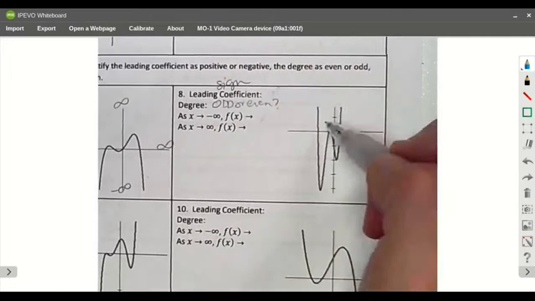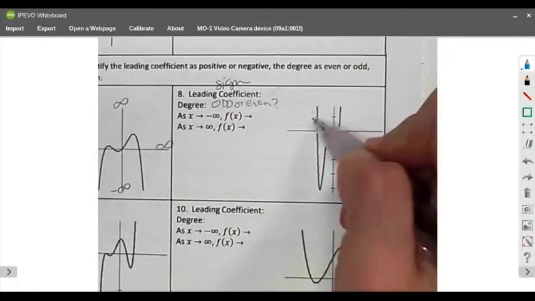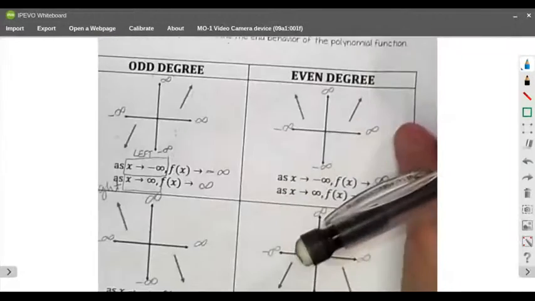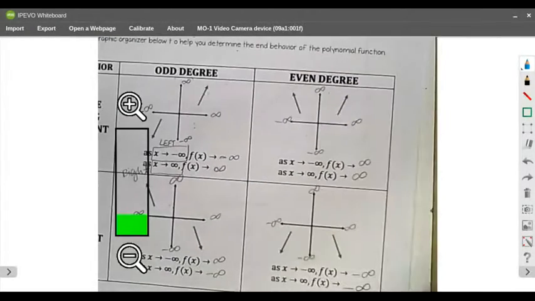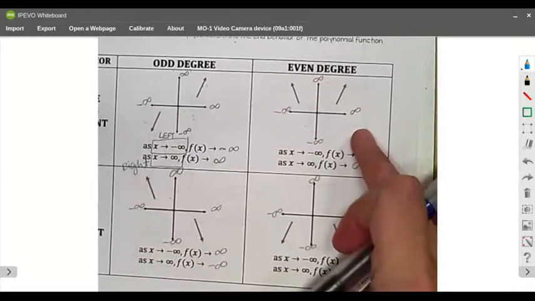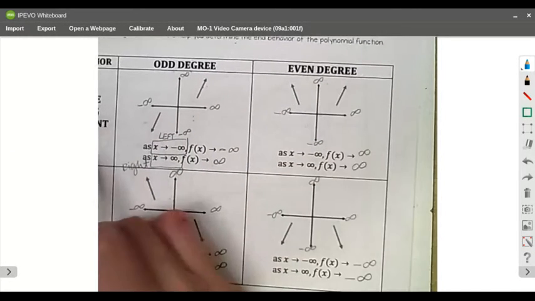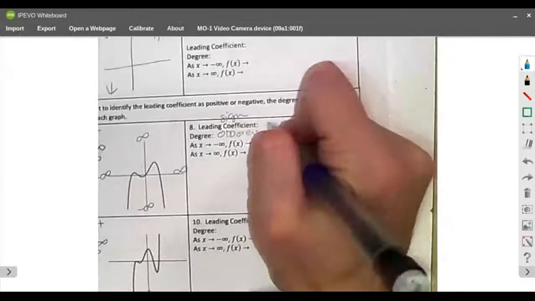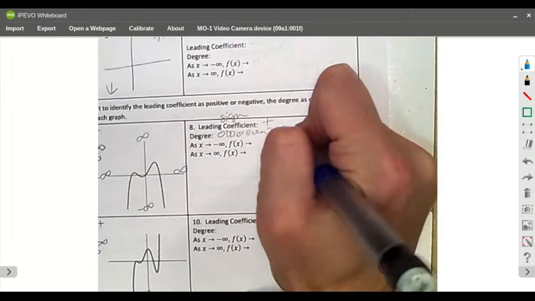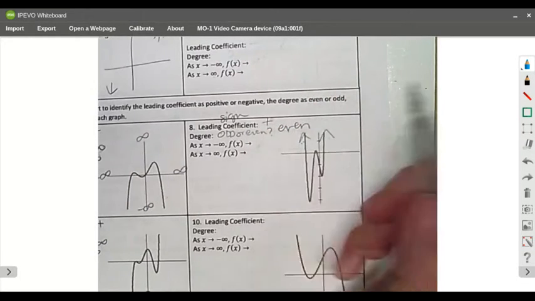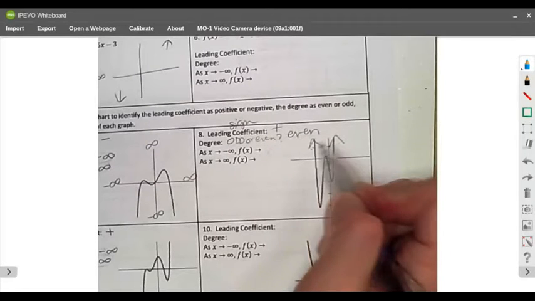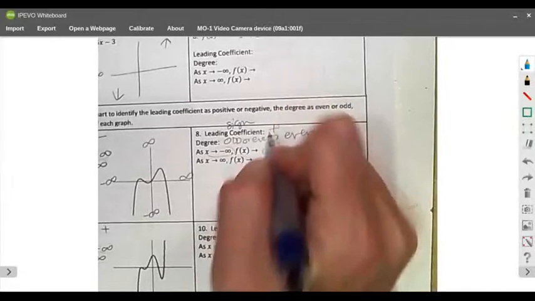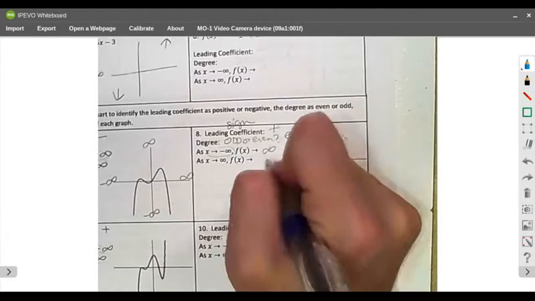To figure that out, take a look at where your ends are pointing. These are both pointing up. So then again, you look at your chart: which one of these 4 graphs shows both pointing up? No, no, no, no. Here it is, even, positive. So it's going to be an even degree, positive leading coefficient. So then you write that here, positive leading coefficient and even. And then for the end behavior, you just look at it. These are both going up, so they're both going to be positive infinity. The left side is up and the right side is up. So they're both positive infinity.